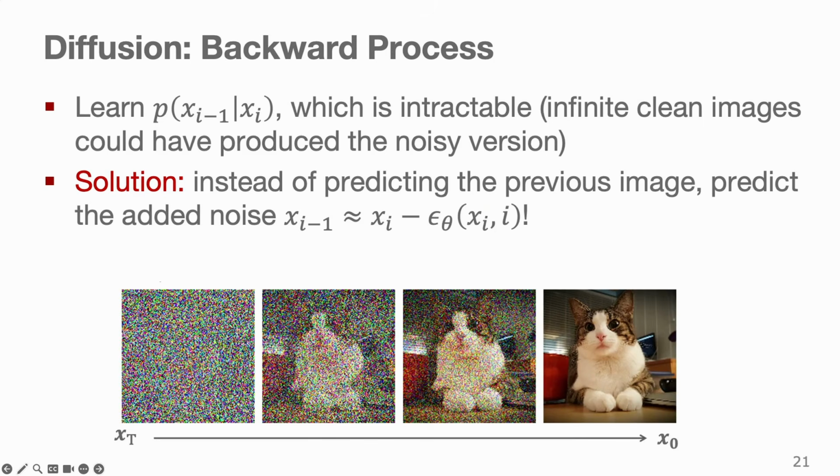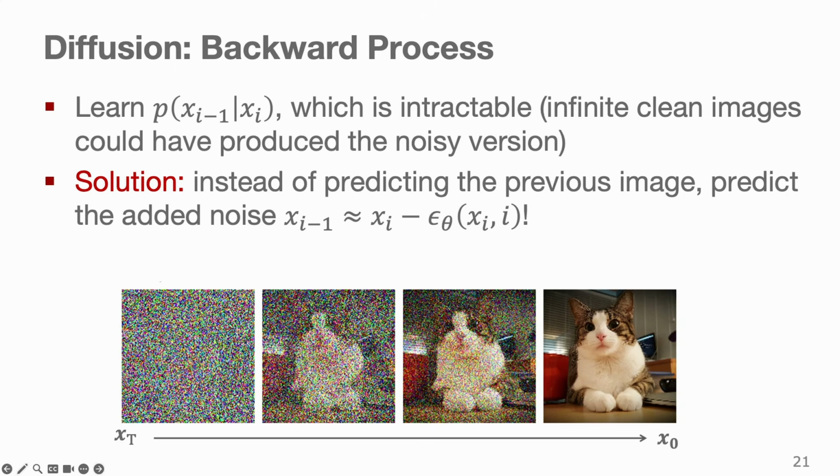Okay, what about the reverse process? In principle, the reverse distribution is intractable, right? Because infinitely many clean images could have produced the noisy version. There is no way to know which one is the correct one. So here is a key insight that makes diffusion models actually trainable. Instead of asking the network to predict the previous image, so x_{t-1}, directly, which is a hard, ill-posed problem, we ask it to predict something much simpler: the noise that was added.